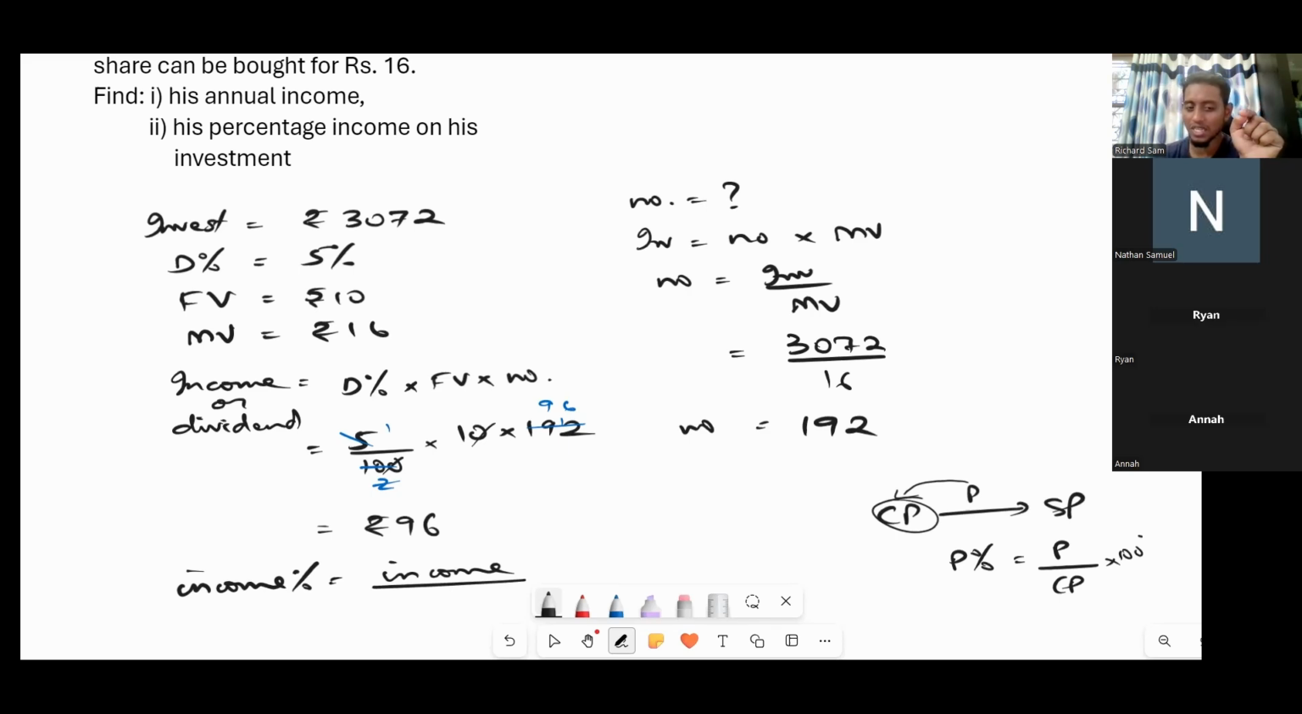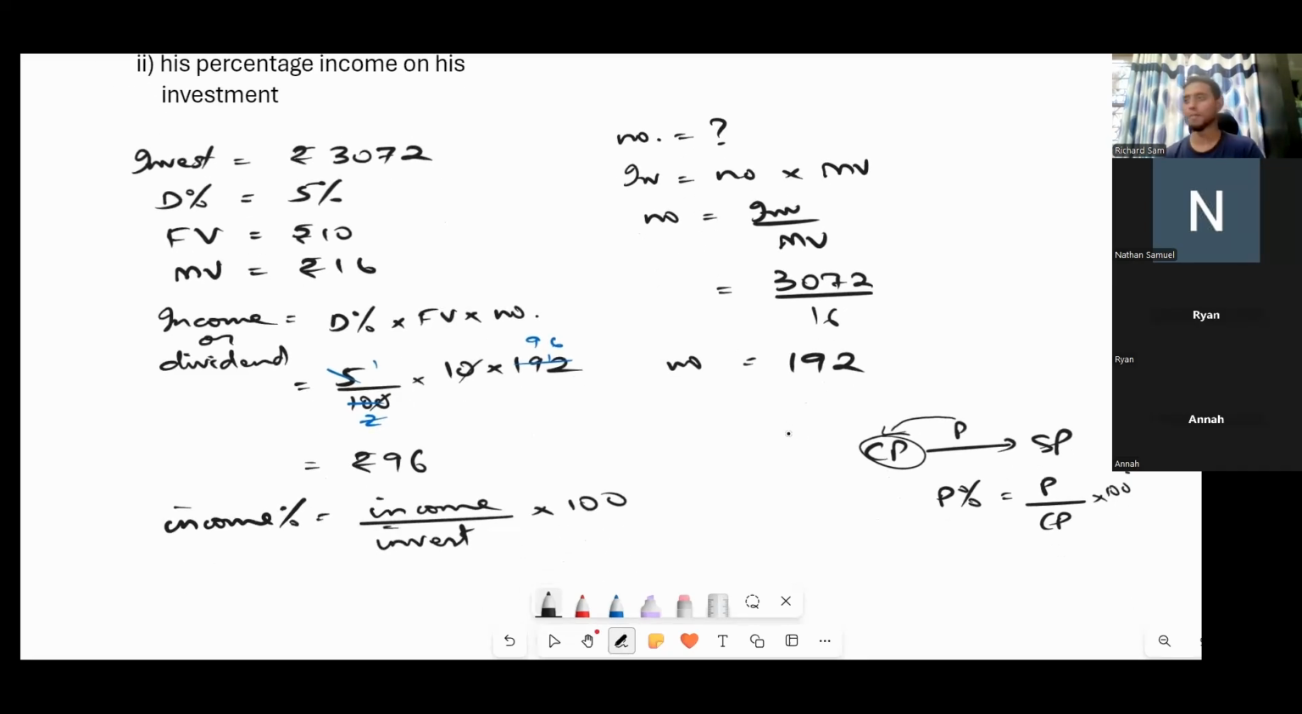His income is how much? 96 upon his investment. What is his investment? Yeah, so that is in the denominator. And then make it into a percentage. This is the formula for income percent. Income percent is also known as return percent. Because that is his return based on his investment. He's investing 3,000 and he's getting returns of 96, right? So this both are the same thing. Income percent or return percent is the same thing. Clear, everyone? This is the third formula.